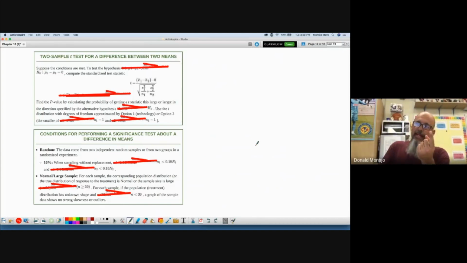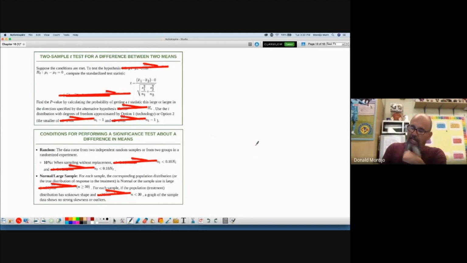Is it independent? Is the population at least 10 times the size of the sample? But remember, when we're dealing with 2 samples, we have to test them for both. And is it normal? Do they tell us they're both normal, or are both n sub 1 and n sub 2 greater than or equal to 30? Central limit theorem. Same exact conditions that we did last section in the interval.